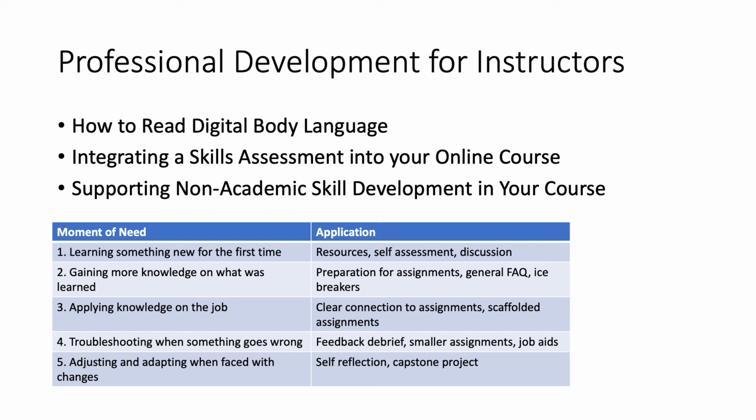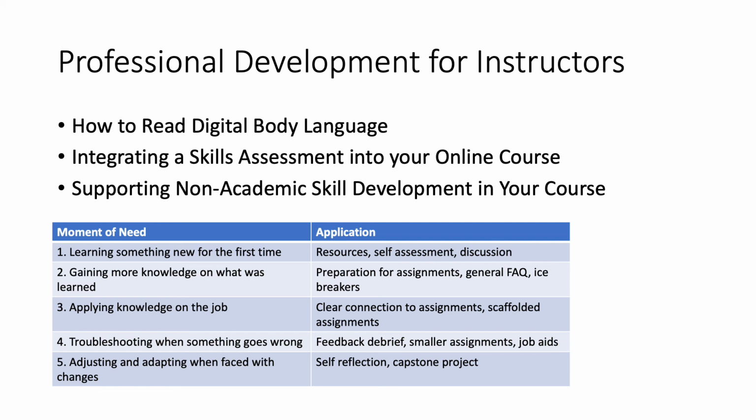So not only providing feedback for students, but also debriefing it with students, even providing a summary to all students in the course. Working on smaller assignments, having those job aids be a part of regular course discussion. So not just a one and done type of deal where these job aids are introduced at the beginning of course, but something that's threaded all the way through. And finally, the fifth moment of need, adjusting and adapting when faced with changes, great opportunity for self-reflection, incorporating that into final assignments or capstone projects where students reflect on the skills that they gleaned from the course and what they got, what they didn't get.